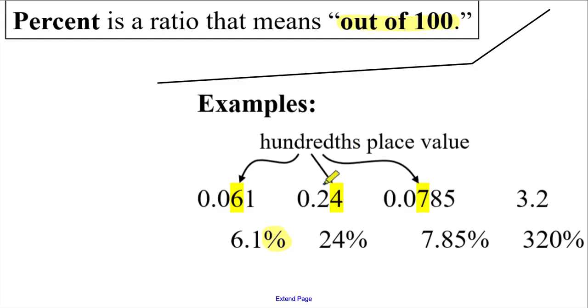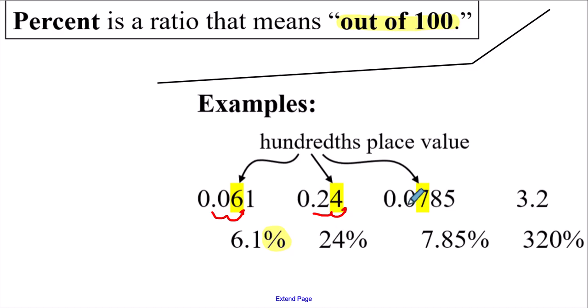Here's another example. 0.24 is called 24 hundredths. 24 hundredths out of 100. That's 24%. So what I'm basically doing here is taking the decimal point and moving it to the end of the hundredths place value on each of these examples. And why am I doing that? Because percent means out of 100. So that's why we're looking for this hundredths place value.